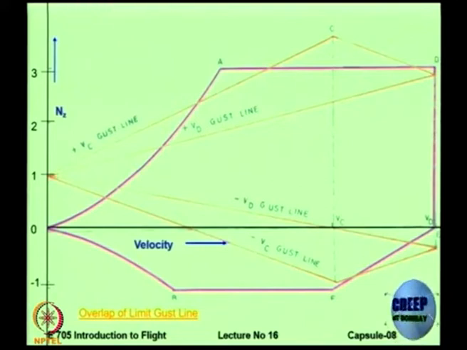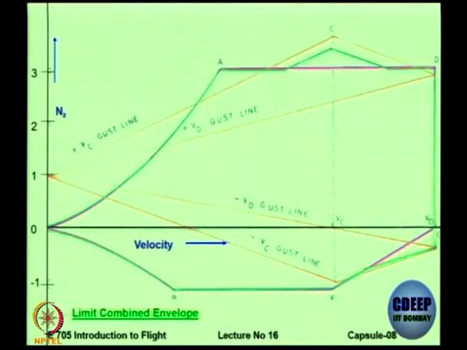If there is no gust and you just go by maneuver, you have to be inside the purple box. If you have no maneuver but only gust, flying level and you are thrown up, you should be inside the yellow diagram. But both can happen at the same time. You could be maneuvering and then there is a gust. So therefore, the requirement is something like this. Now, this green line is by mistake a little bit inside. Ignore that.